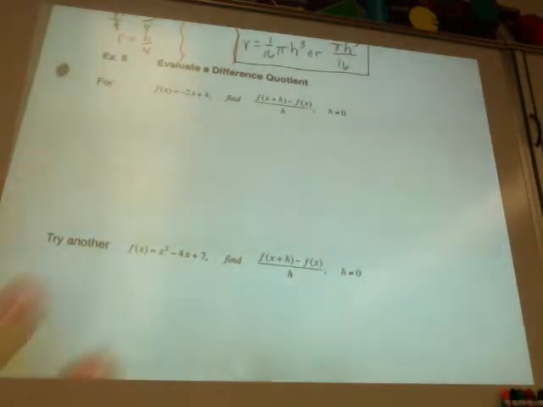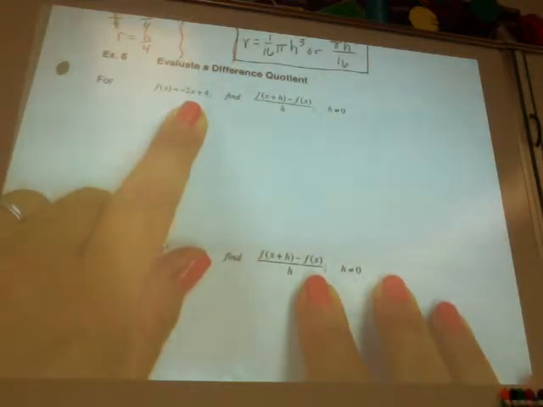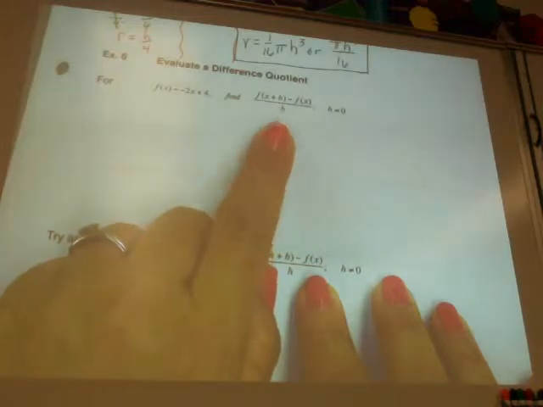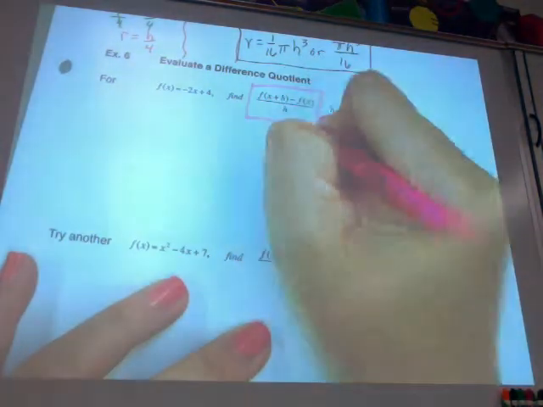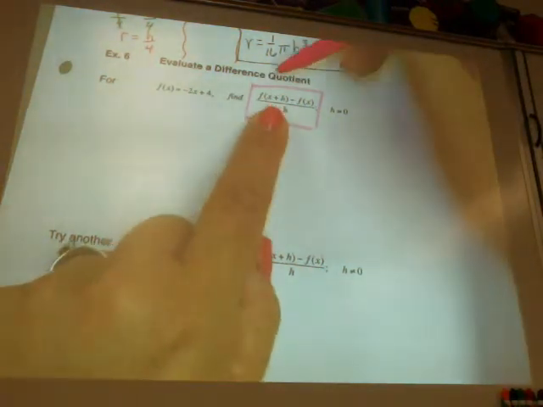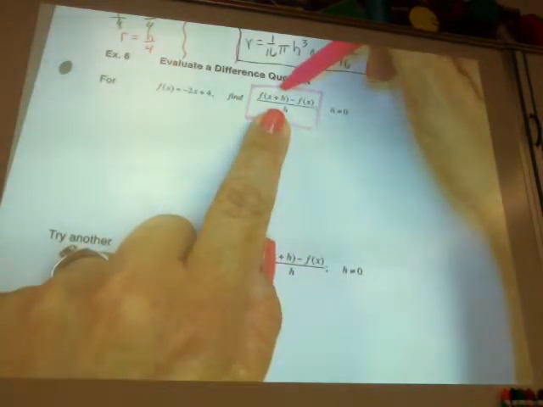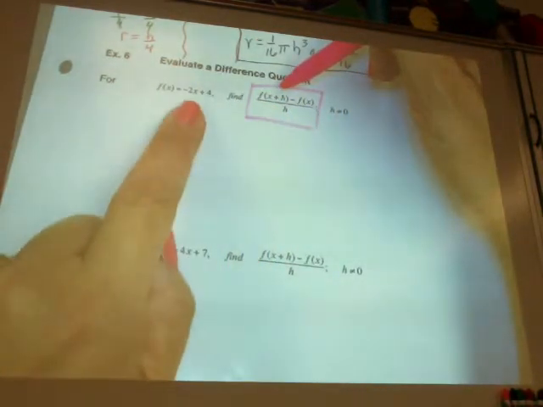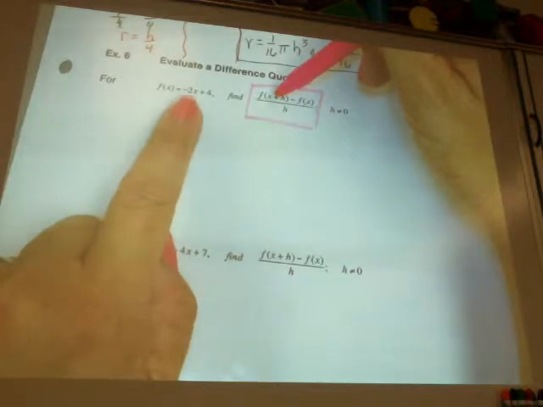All right, so here we've got this function of x, which is negative 2x plus 4. Then you are to find what's called the difference quotient. You're to take the function of x plus h. So what am I asking you to do? The function is f over here. What am I asking you to do with x plus h? Replace that x with what? X plus h. If I said f of 2, wouldn't you replace that x with 2?